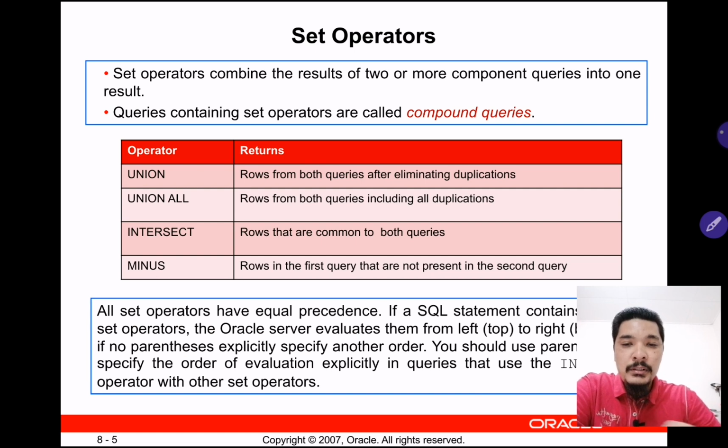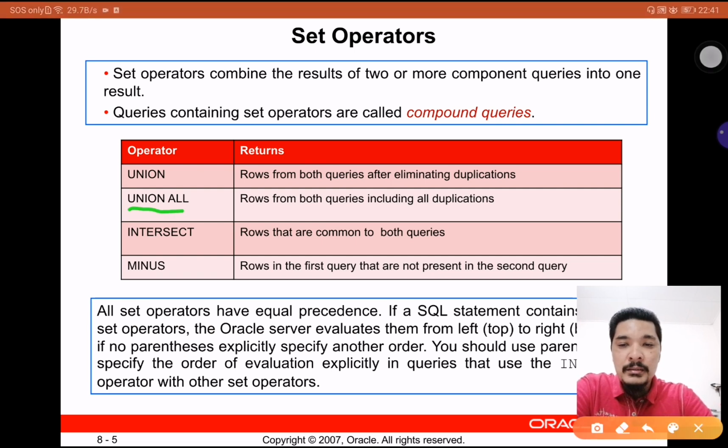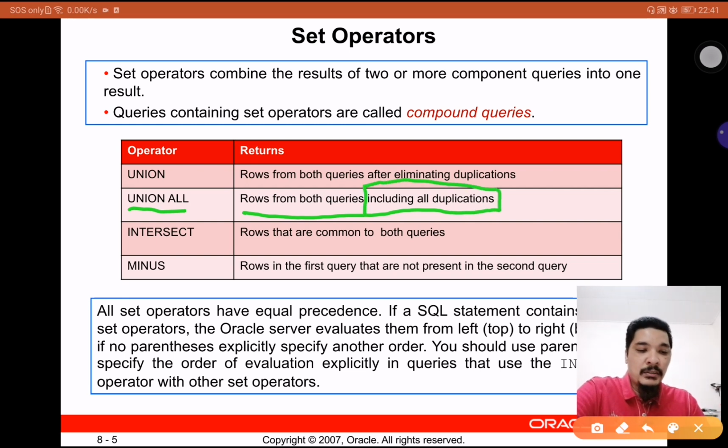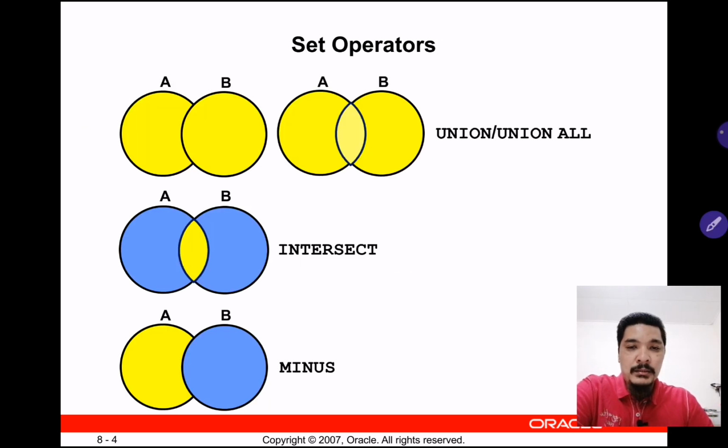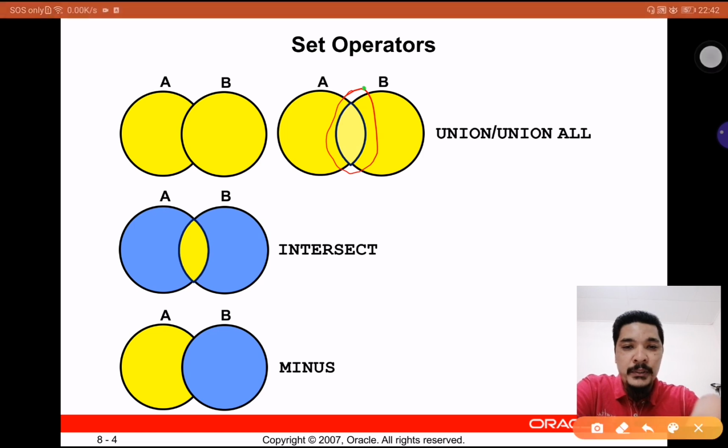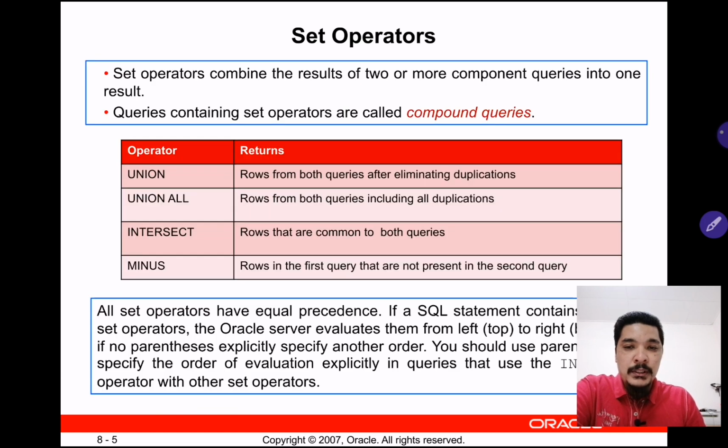UNION ALL returns rows from both queries including all duplications. The keyword is including all duplications. This is the duplication here, so we include all these duplications, and they are also displayed in the output. This is what we call a duplication. Okay, move to the next one.